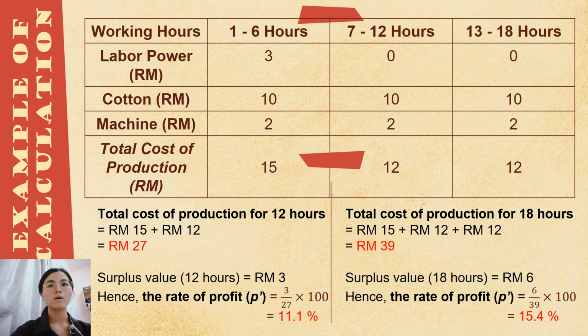When the working hours extend to 18 hours, the total cost of production is RM39, and surplus value for 18 hours is RM6. Hence, the rate of profit is 15.4%.